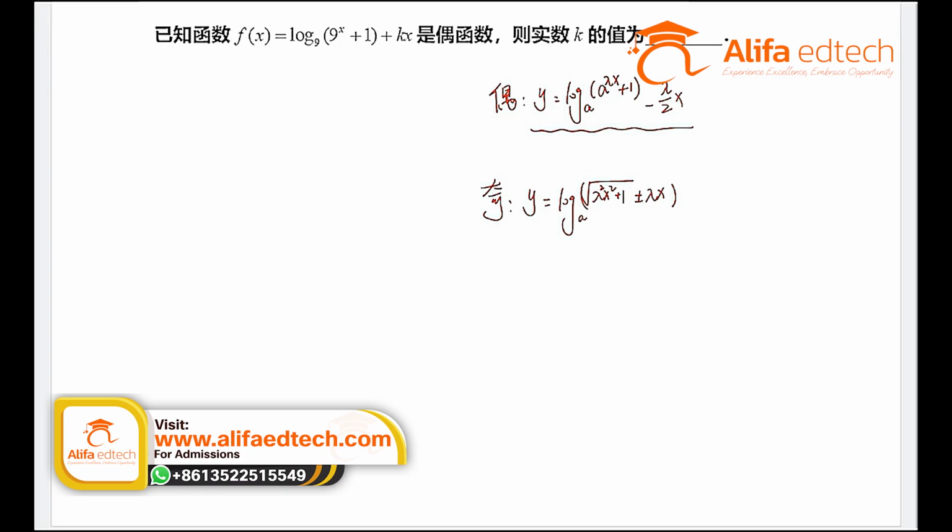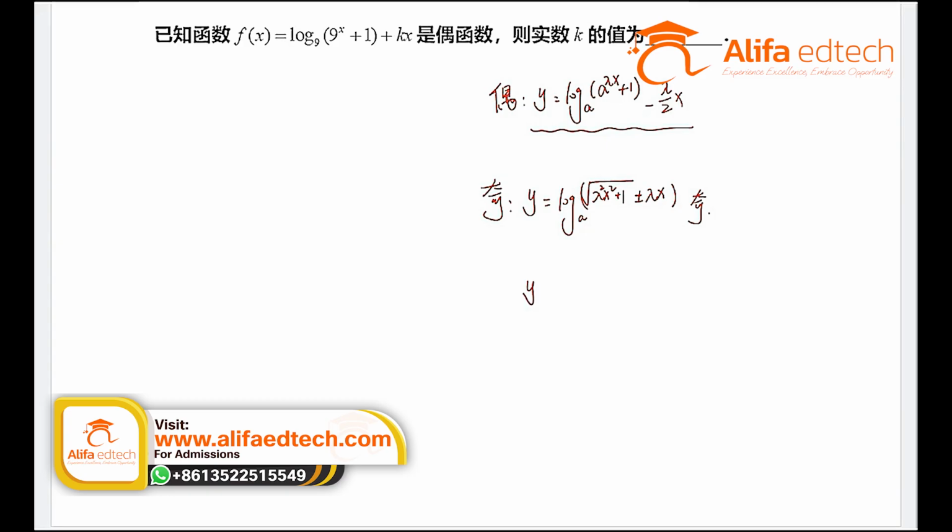This function is always an odd function. Plus or minus doesn't matter. That means you must remember the characteristic, the base doesn't matter. The argument is the square root of something plus or minus something, and that something is just the square root of lambda squared x squared, so lambda x. Plus or minus both work.